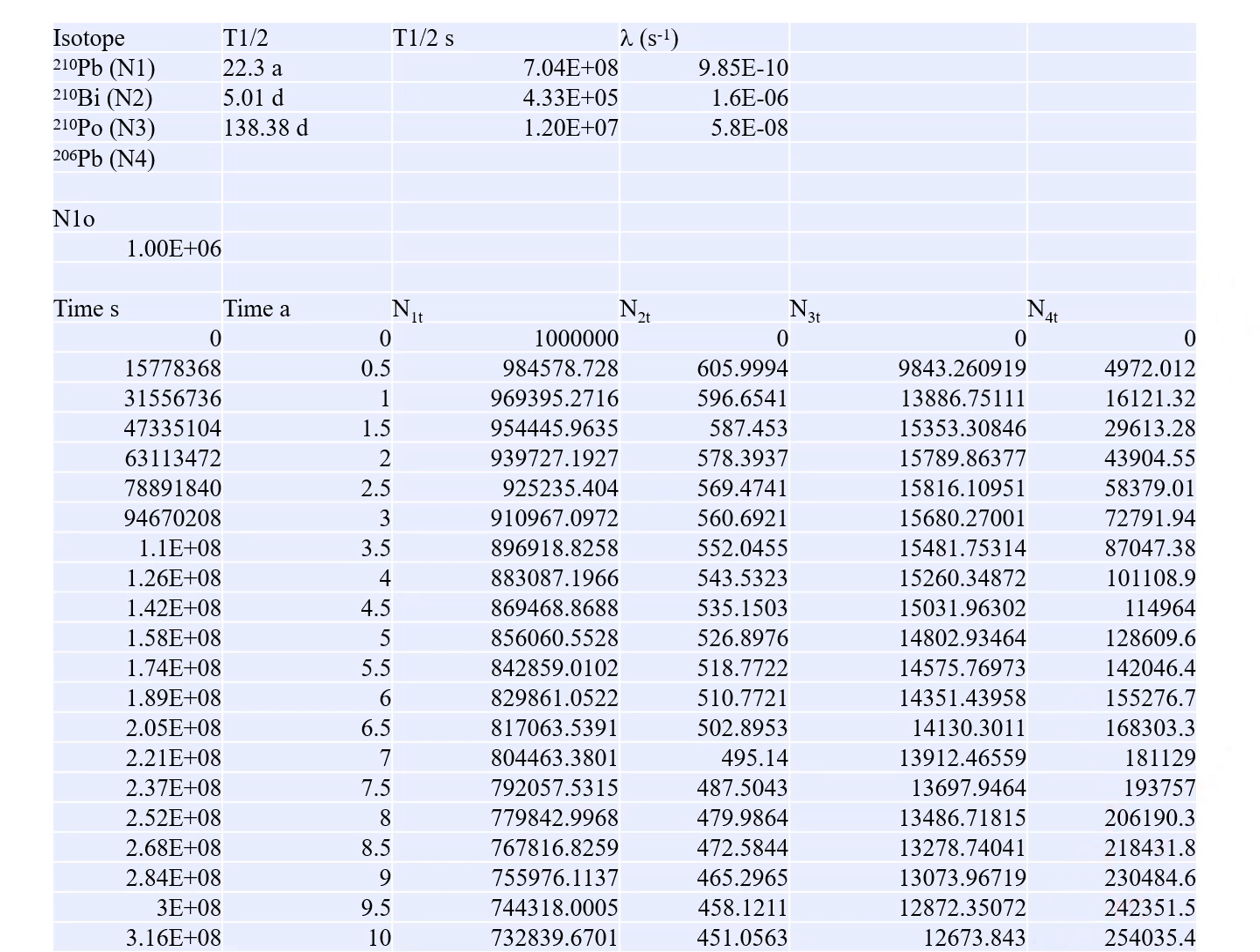We could take this data, and since it's the number of atoms multiplied by the decay constants that we've derived here, get the activity for each isotope as a function of time. Of course, the lead-206 would not have an activity as it is stable.